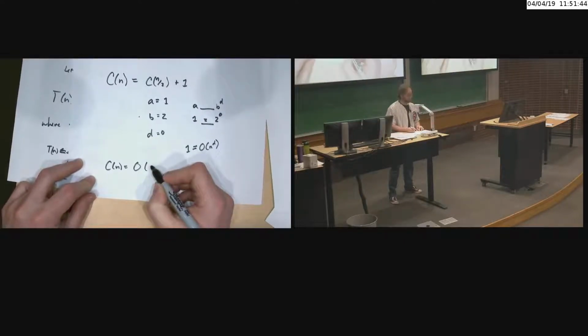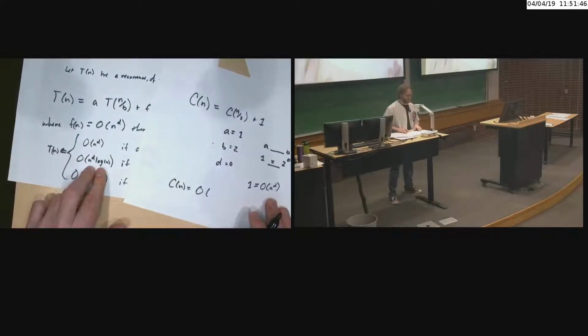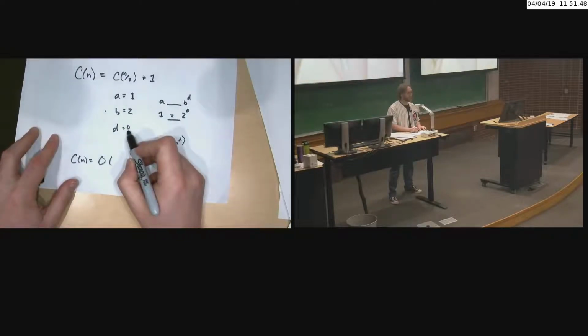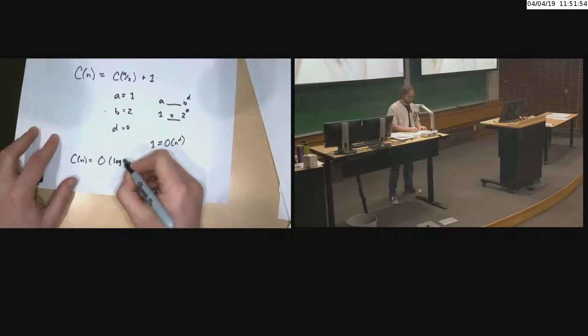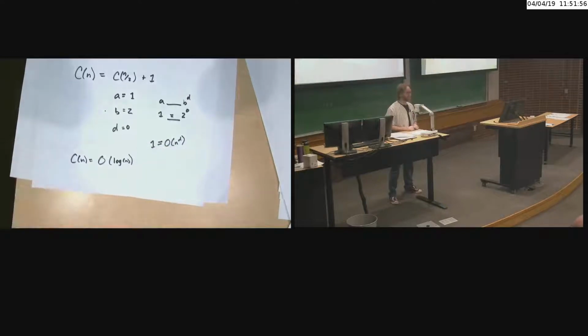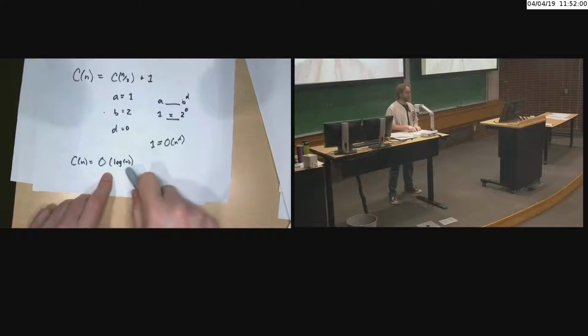of n to the d log n, but we already said d was what? 0, so what happens to it? N to the 0 is 1, so it goes away, and we get just log n. Right? Nifty. If you went through and actually solved it, you would get the same answer.